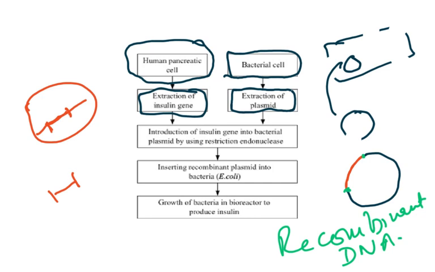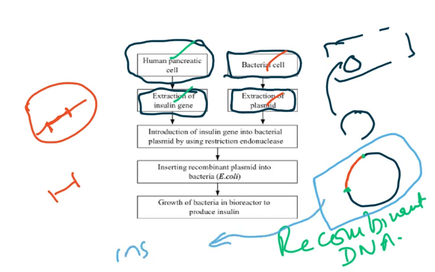So what did I first do? From the human cell, I got the insulin gene. From the bacterial cell, I got the plasmid. I cut the plasmid. I cut the human gene. Then the introduction of the insulin gene into the bacterial plasmid. Now I have to get this recombinant DNA into another bacteria. Those bacteria are gone, the ones which I recovered the plasmids from. Then inserting the recombinant plasmid into a bacteria, and then we grow these bacteria, and these bacteria produce insulin for us.